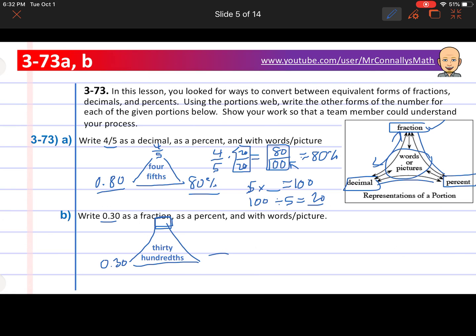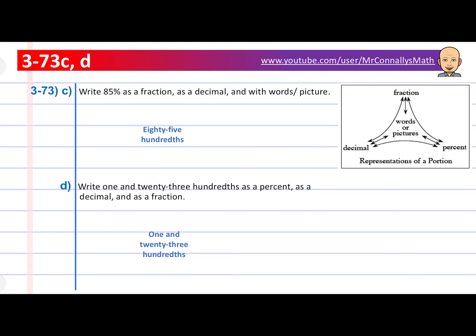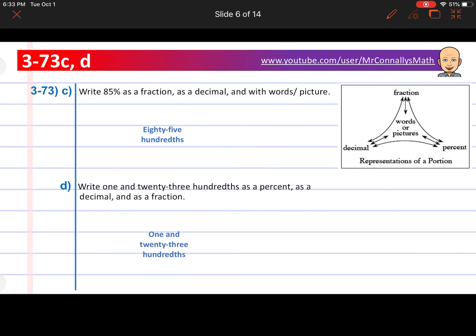And then what percent would that be? 30 out of 100. That's right, it would be 30%. Go ahead and put that in the box over there. We got 30 out of 100 on top, and 0.30, and 30/100ths is also the same as 30%. Pause if you need more time. C, write 85% as a fraction.